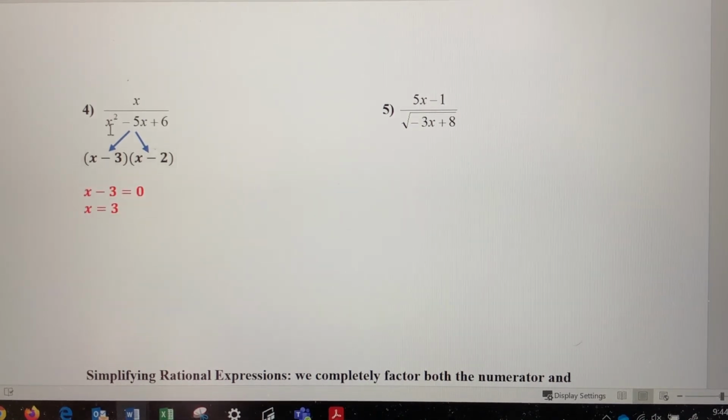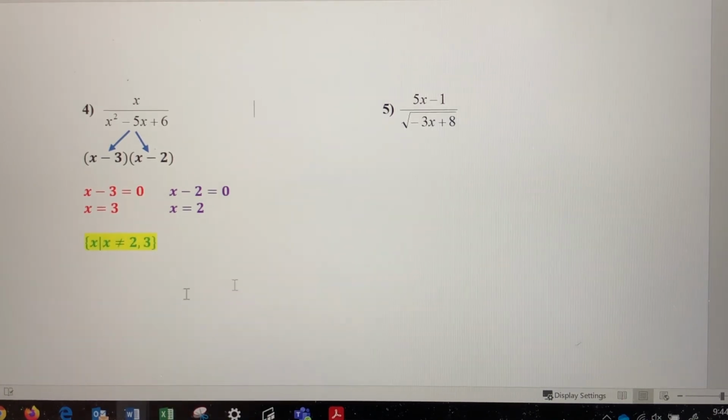So 3 would make this denominator 0, so that needs to be excluded from the domain. And then also x minus 2 needs to be set equal to 0. So 2 also makes this entire denominator 0, so that would need to be excluded from the domain. So in this case, we've got 2 values excluded from the domain. Notice I put those in ascending order, x, such that x cannot equal 2 or 3, okay? Every other value for x will work in this expression. 2 and 3 would give us an undefined value, therefore they're excluded from the domain, okay?